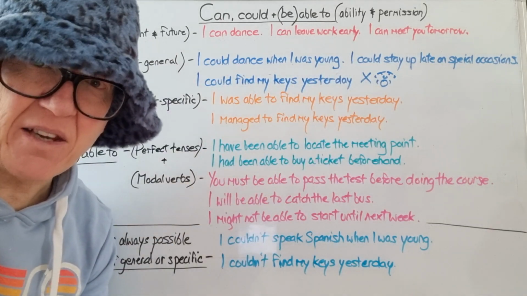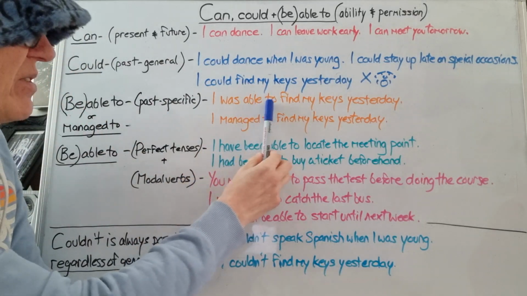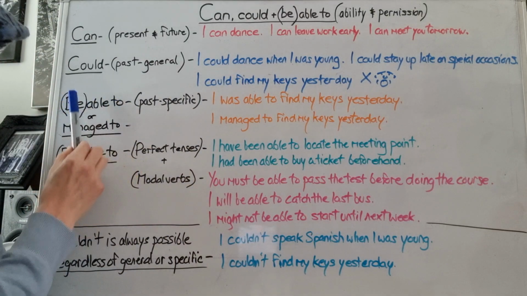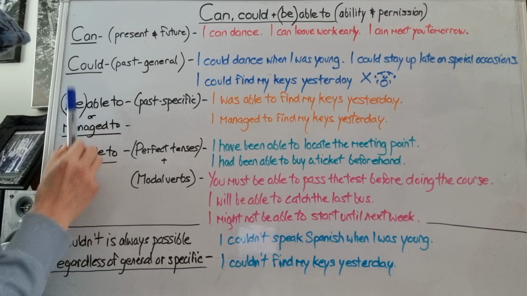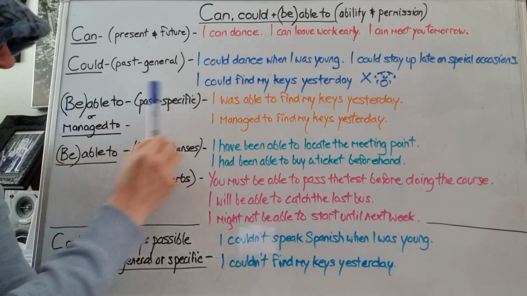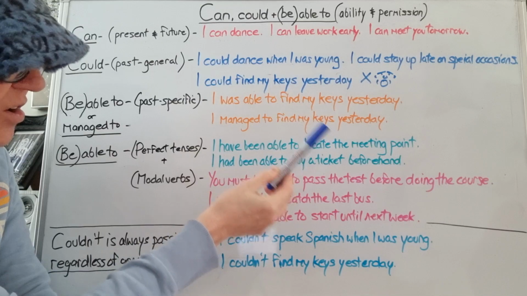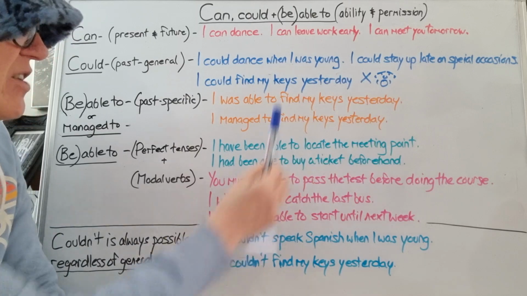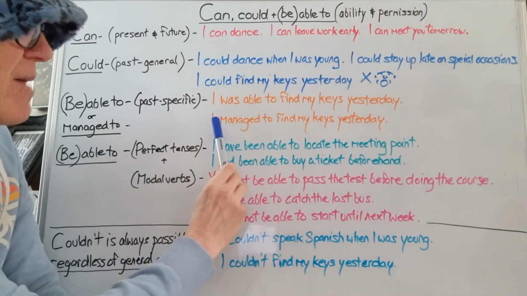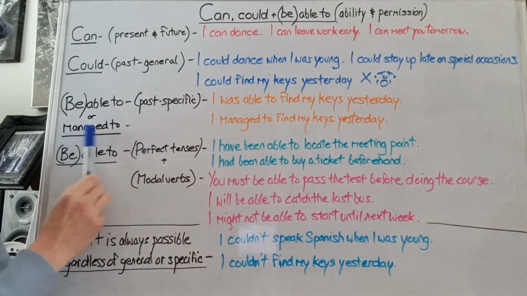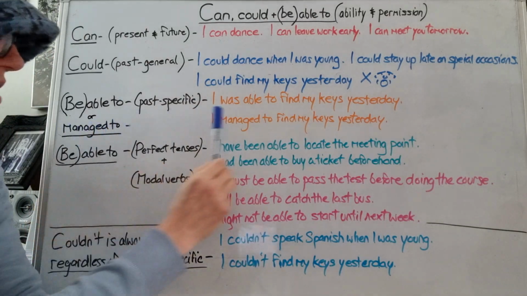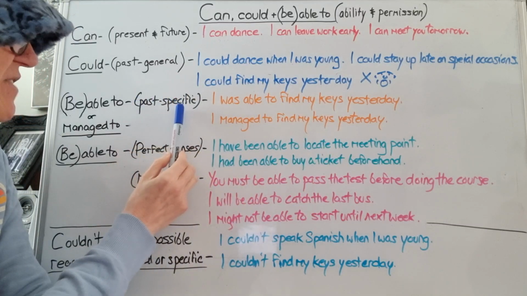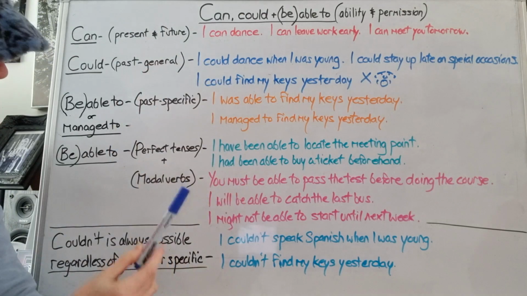So what do we say then? No worries. I was able to find my keys yesterday. We use be able to. Was or were, that's why be is in parentheses. Was or were, depending on the subject. I was, they were, we were, he was. I was able to find my keys yesterday. Not I could find my keys yesterday, no. I managed to find my keys yesterday. You can also use managed to. Okay, so that's the correct way to say this because it's specific. This is for specific events, okay, not general events.